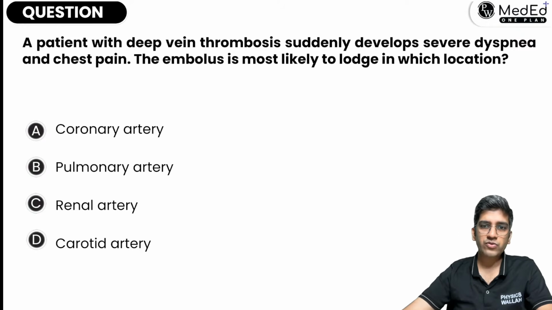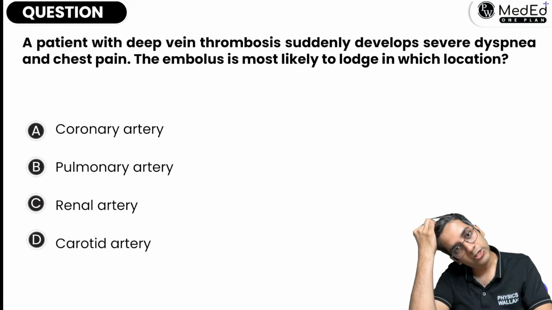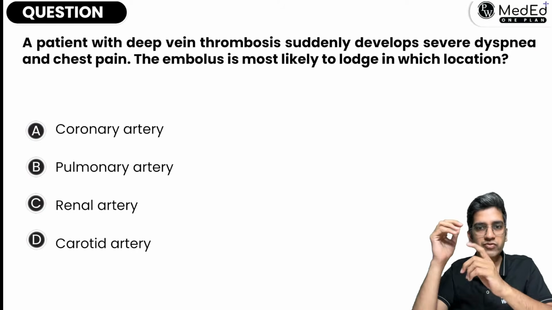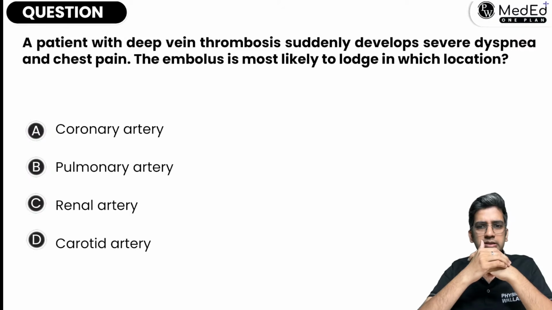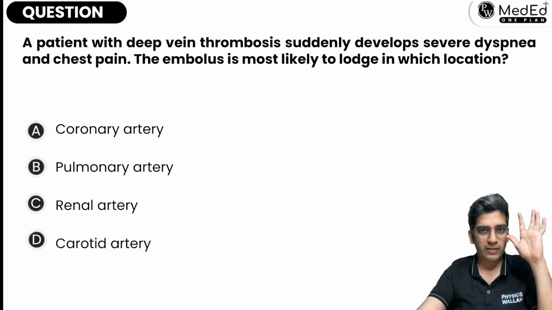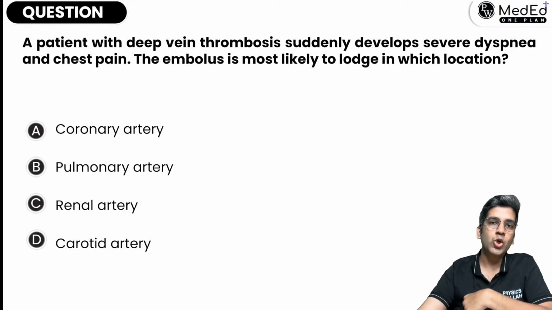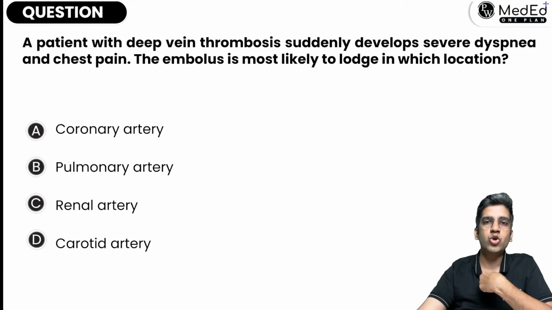A patient with deep vein thrombosis suddenly develops severe dyspnea and chest pain. The embolus is most likely to lodge in which location? The answer is a simple one. If it's from deep vein thrombosis, it can go only to the pulmonary artery, because venous circulation goes to the inferior vena cava, then to the right side of the heart.